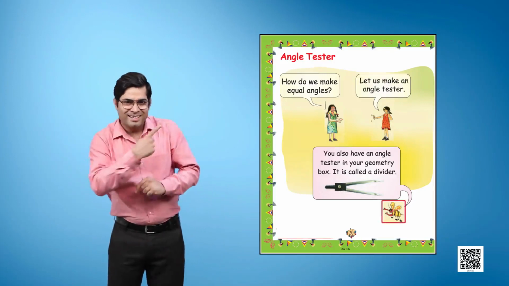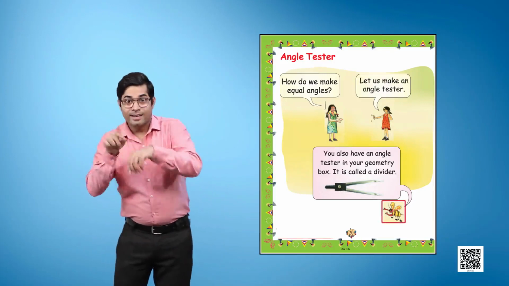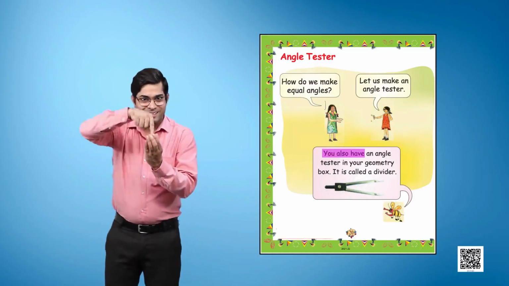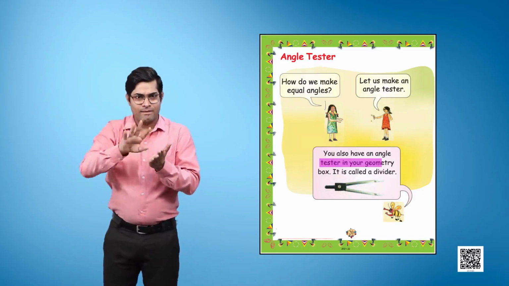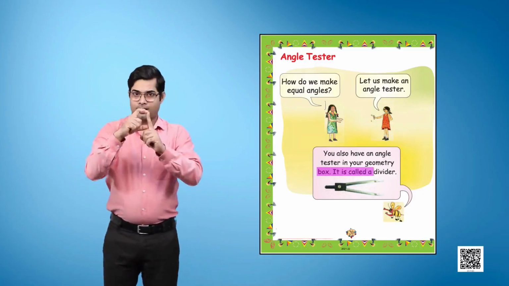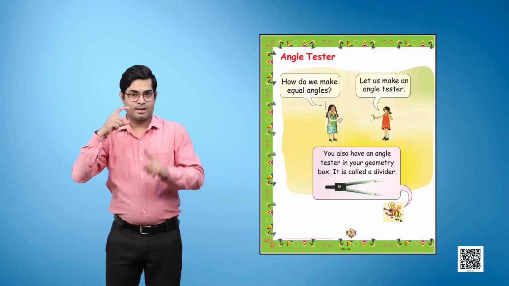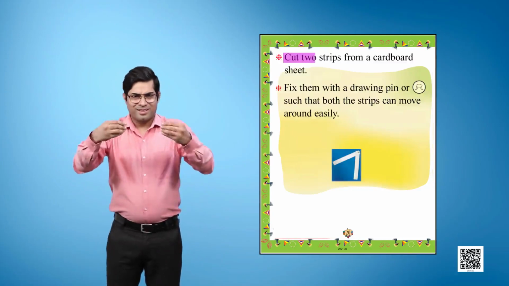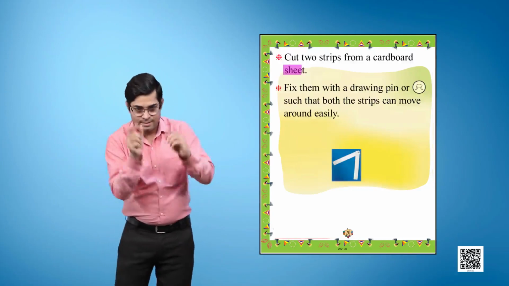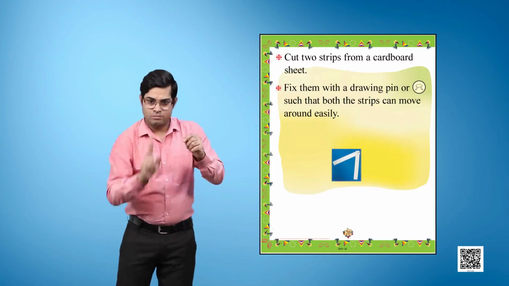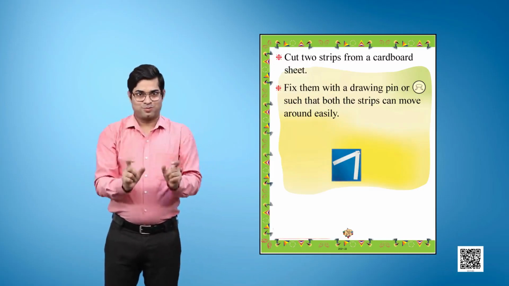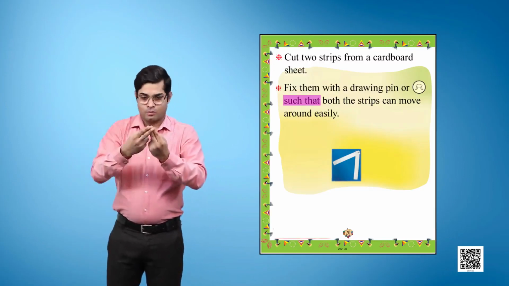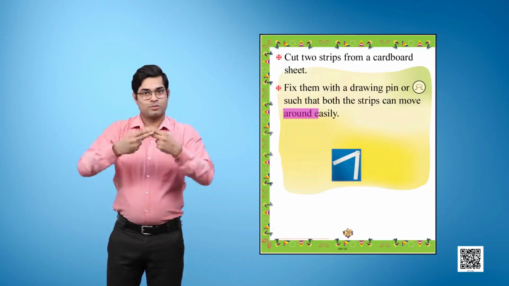There is a honey bee on the right side of the page telling the students, you also have an angle tester in your geometry box. It is called a divider. Cut 2 strips from a cardboard sheet. Fix them with a drawing pin or U-clip such that both the strips can move around easily.